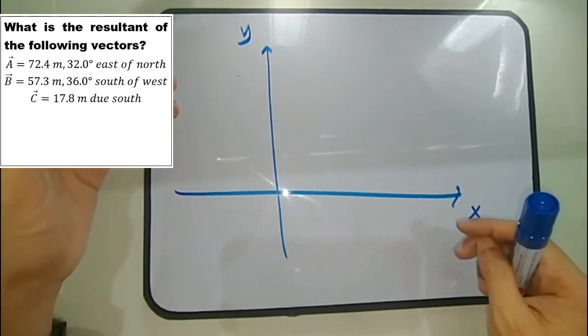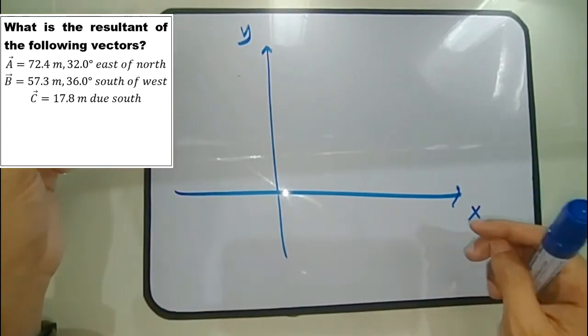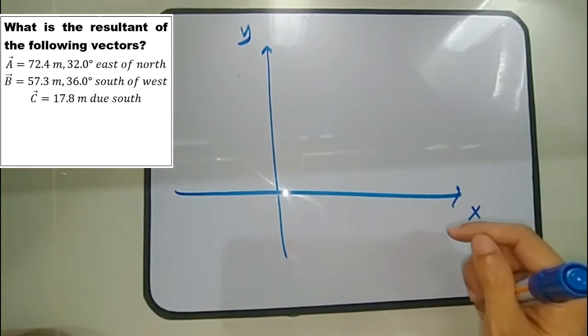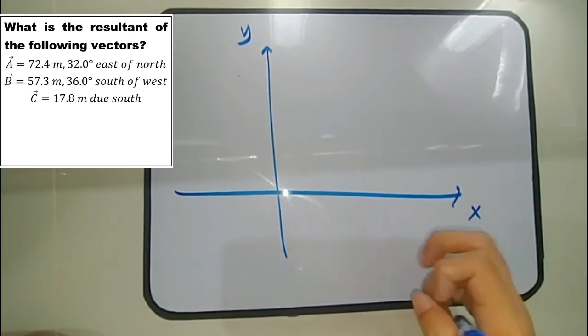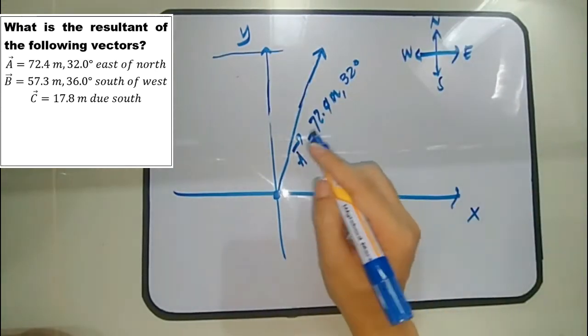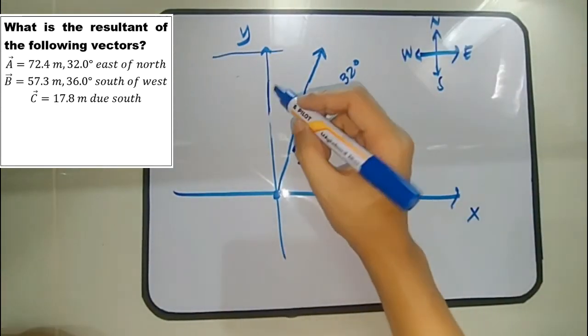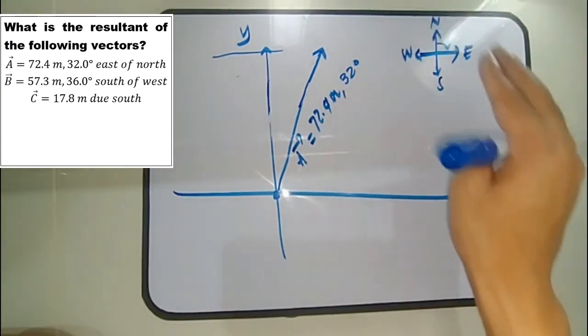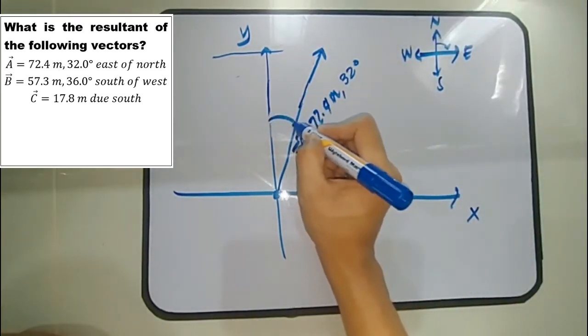So, vector A is 72.4 meters, 32 degrees east of north. So, pag sinabi natin guys, east of north, ang reference point natin here is north. So, ito guys, vector A is north of east. So, from north tayo, papuntang east. So, ganito yung direction natin. That is clockwise direction. So, here, this is 32 degrees.